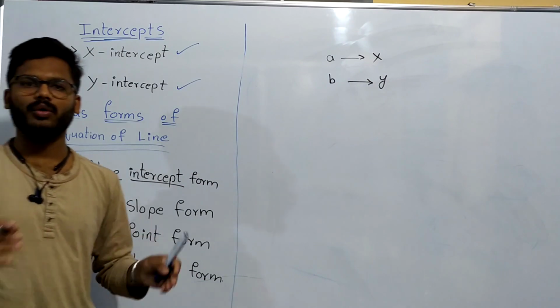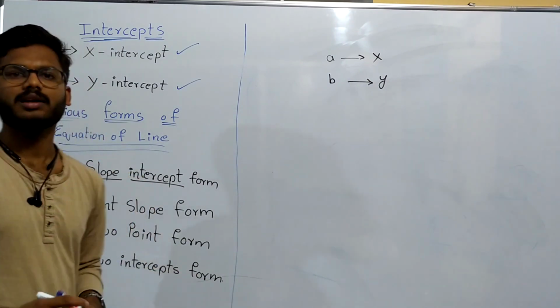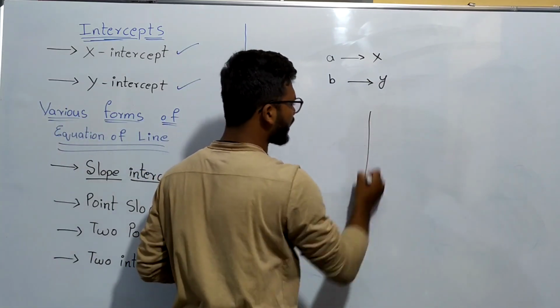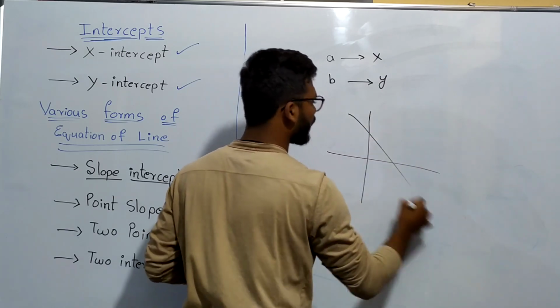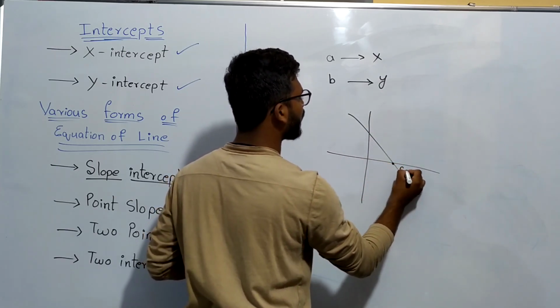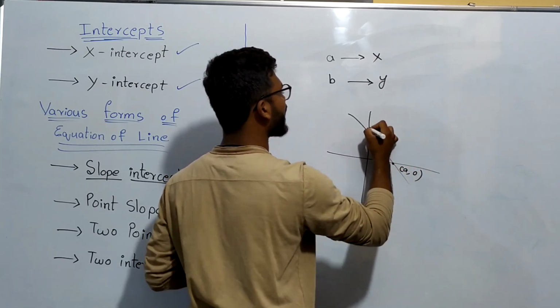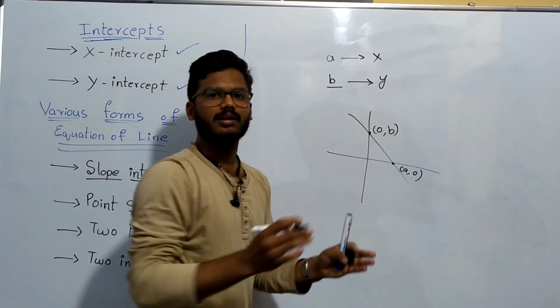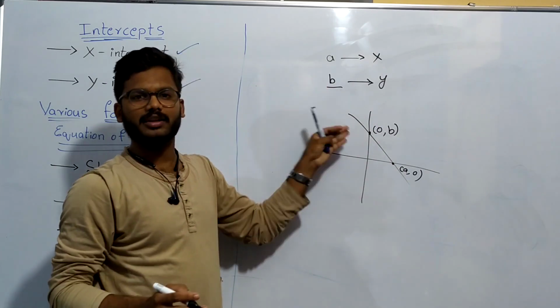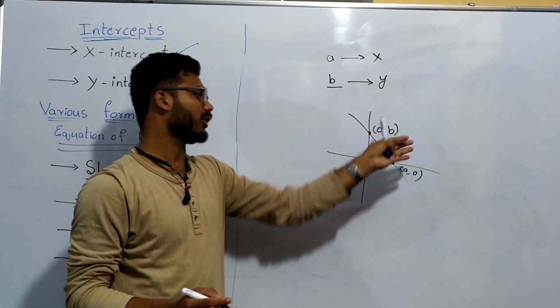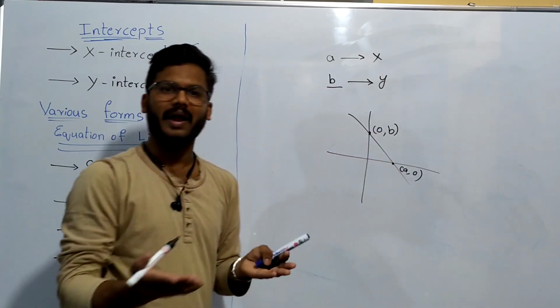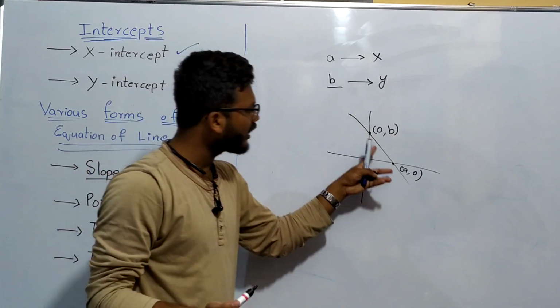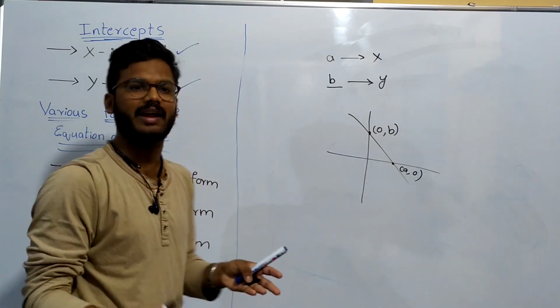And now how do we find the equation of line? See, a is x intercept means what? This line meets the x axis at (a, 0) and the y axis at (0, b). As b is the y intercept, the distance from the origin to that point is b. So it is (0, b). Now I know 2 points, right? How do we find the equation of line?